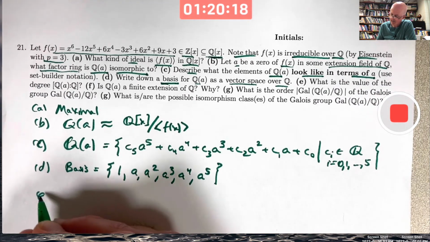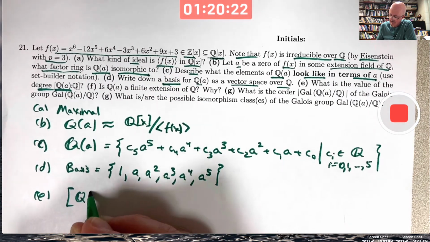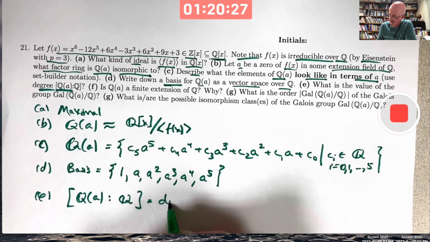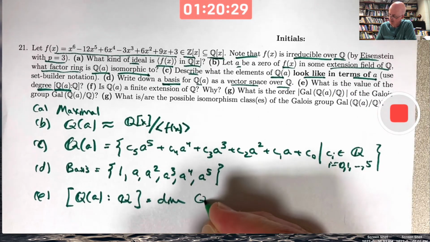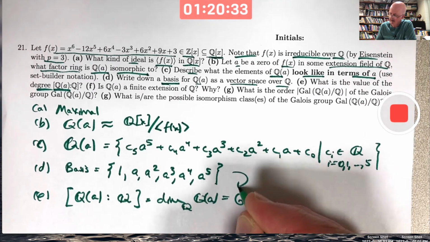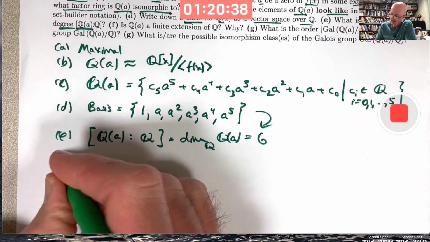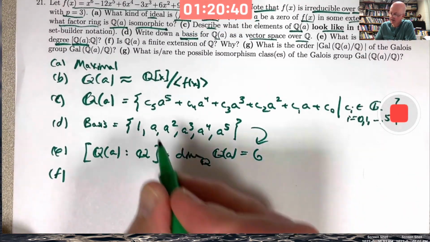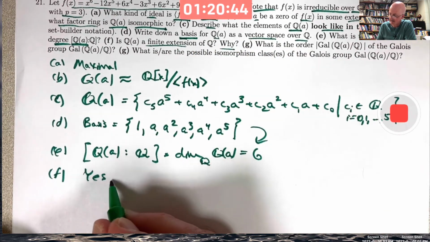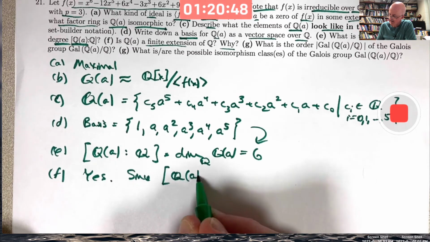And that means the answer for part E, the degree, is also 6. This is the dimension of Q of a as a vector space over Q. That's going to be 6 by part D. There's 6 elements in that basis. Part F, is Q of a a finite extension of Q? Why? Yes, because this degree is finite.